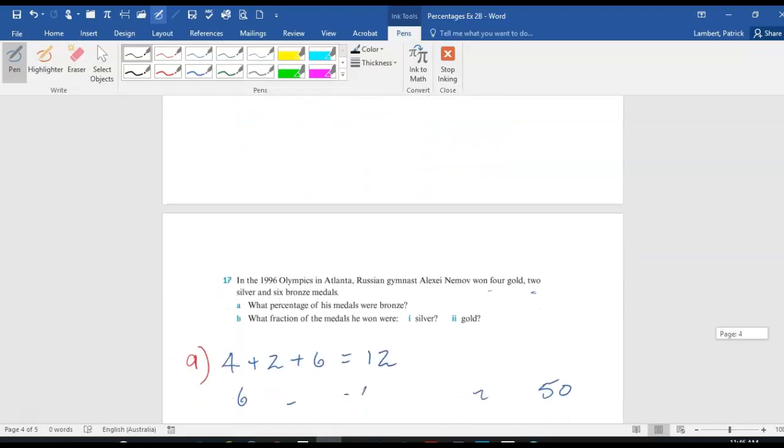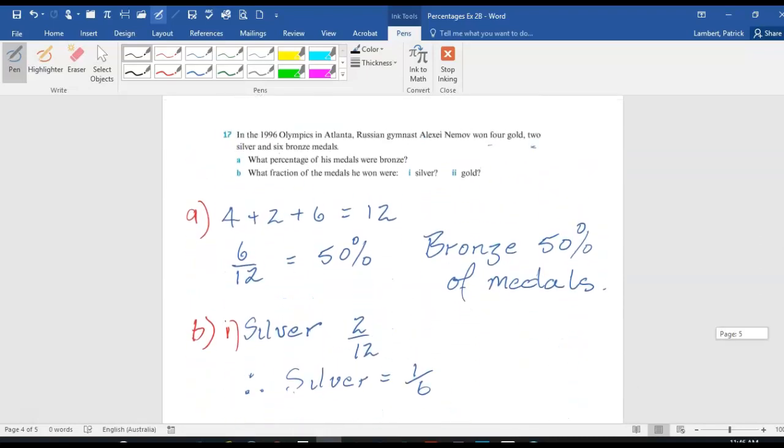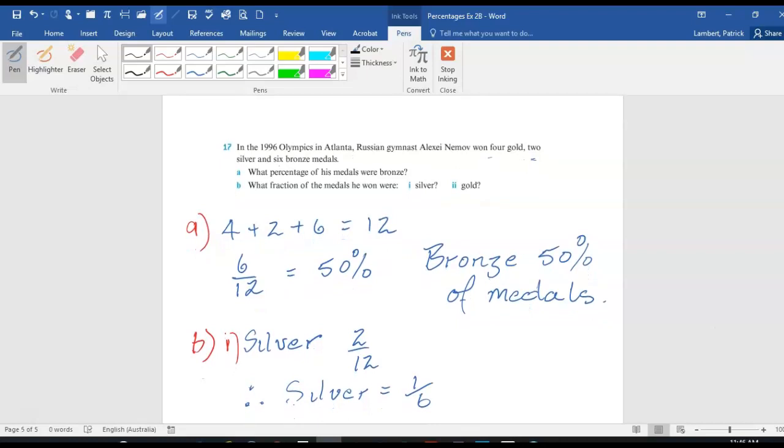Let's move on here. Have a look at question 17. Question 17 says, in the Olympic Games of Atlanta, Alexei Nemov won 4 gold, 2 silver and 6 bronze. So in part A, 4 plus 2 plus 6 equals 12. 12 altogether. So what percentage of his medals were bronze? 6 out of 12. That's pretty simple. So the percentage of his bronze medals was 50%.